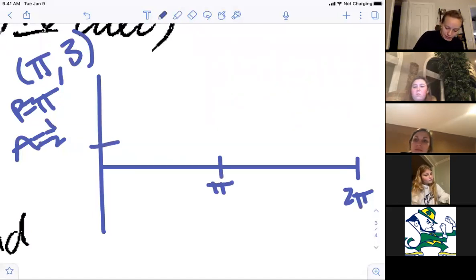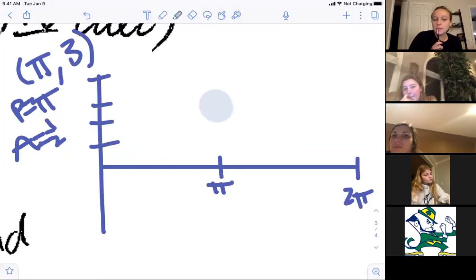And then up 1, 2, 3. Wait, why is it out to 2 pi? It goes out to 2 pi because I'm moving over pi units and then I need a pi for my period. So I at least need to go to 2 pi. You can go farther than 2 pi, but you at least need to go to 2 pi.